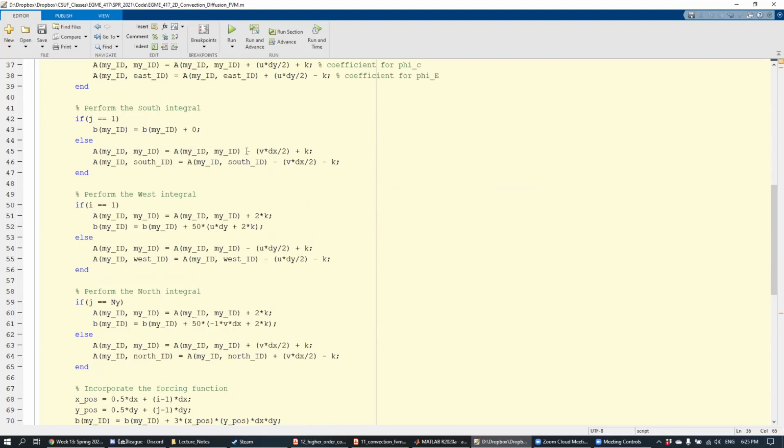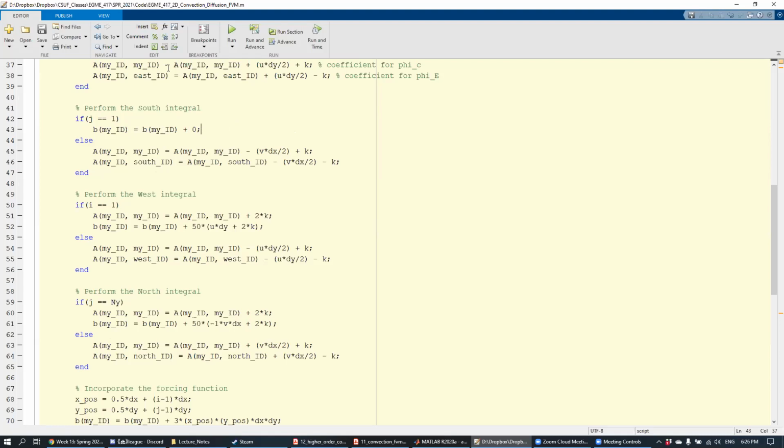For an interior cell, we have a minus v delta divided by 2 plus k. That's for phi sub c. And then for phi sub s, we have a minus v delta divided by 2 minus k, right? And so that's the coefficient for that. Okay. And then if we're on the south boundary, so if j is equal to 1, then we account for the Neumann boundary condition. But the Neumann boundary condition here is super simple. It's just going to be 0, because we have 0 flux. Okay. All right. And so that's the south integral.